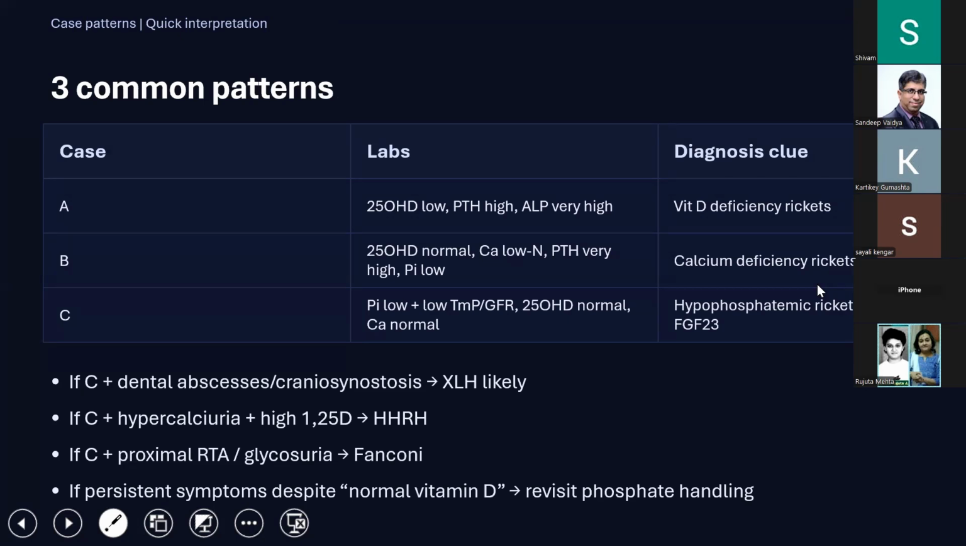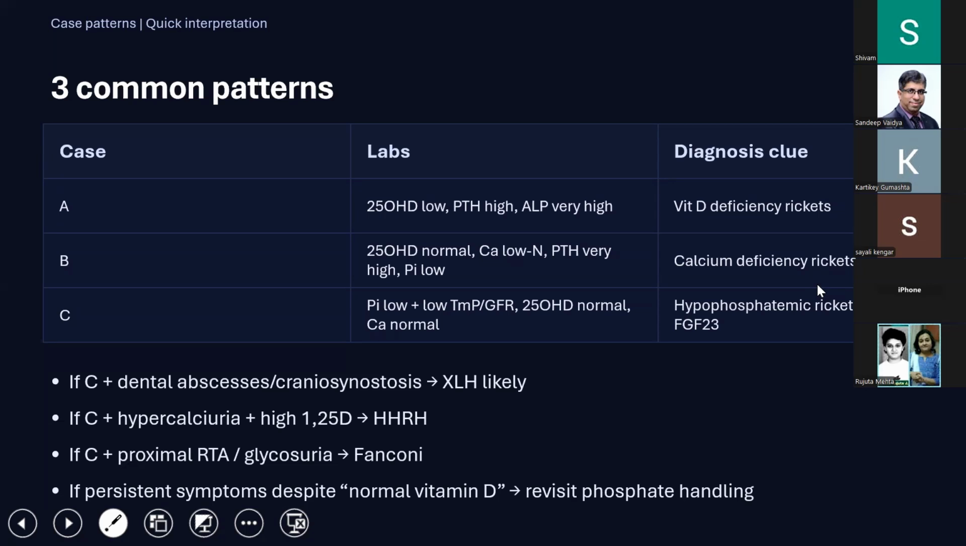In type A, when there are low vitamin D stores, high parathormone, and alkaline phosphatase is very high, we can conclude that it could be vitamin D deficiency rickets. If vitamin D is normal, but calcium is low to normal, parathormone is very high, and phosphate is also low, it is suggestive of calcium deficiency rickets.